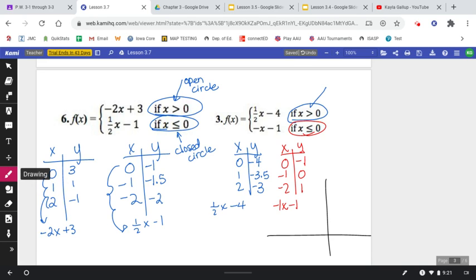So for this first one, this is my open circle. At 0, -4, I have an open circle. Then 1, -3.5, and 2, -3. And it continues up in that direction. For the red table, I have 0, 1, -1 with a closed circle, -1, 0, and -2, +1. And it's going to continue in that direction.